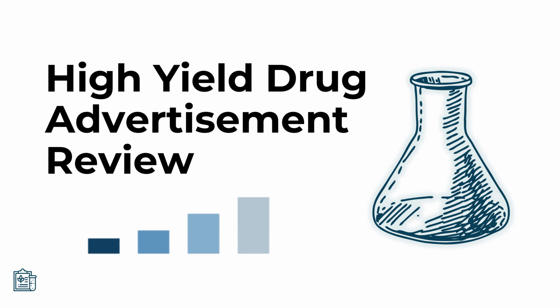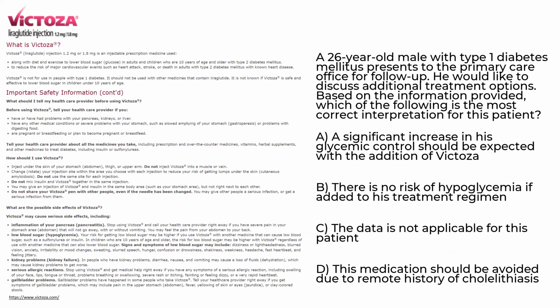We'll go through some explanations, and then we'll conclude with some general tips that should serve you well when you go about these questions. The first question here: a 26-year-old male with type 1 diabetes mellitus presents to the primary care office for follow-up. He would like to discuss additional treatment options. Based on the information provided, which of the following is most correct as far as the interpretation for this patient?